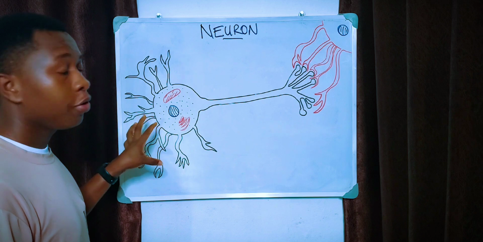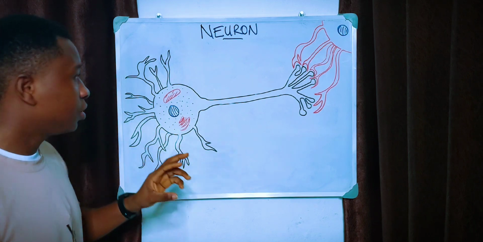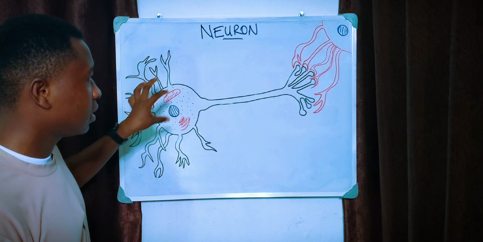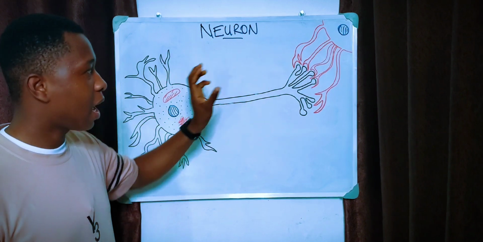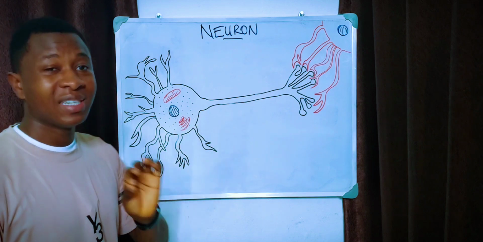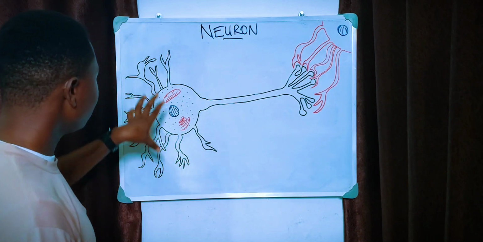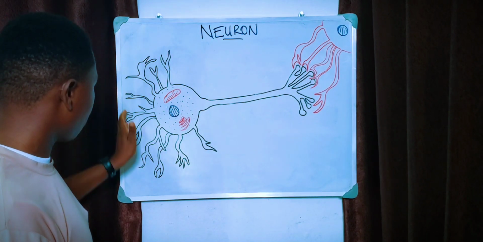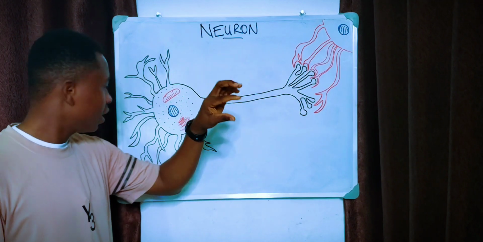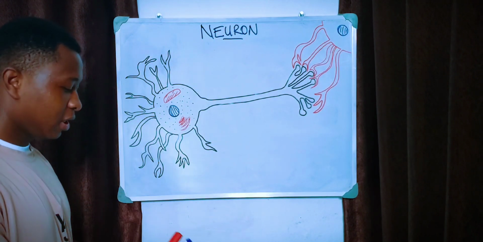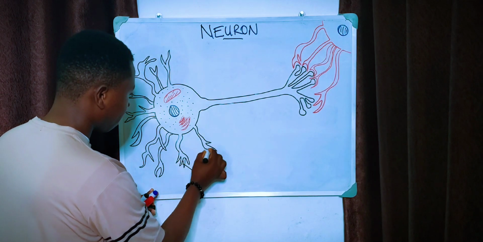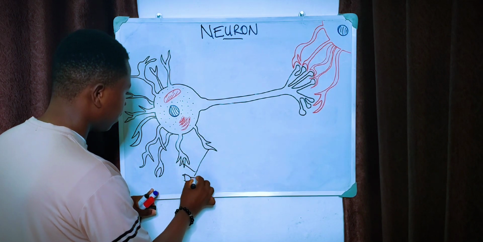Now, the neuron actually is divided into three major parts. We have the head part, the middle part, and the terminal. And these have their names. Now let's look at this part that looks like a finger-like structure. So this part is called the dendrite.